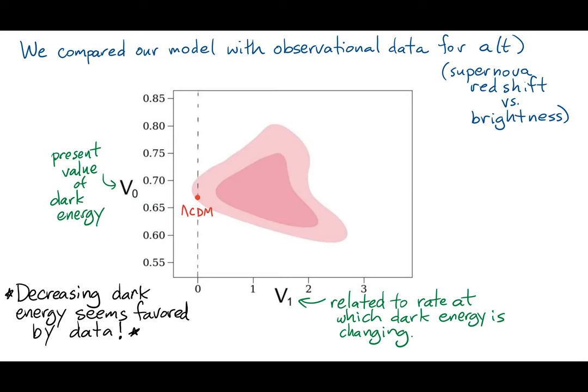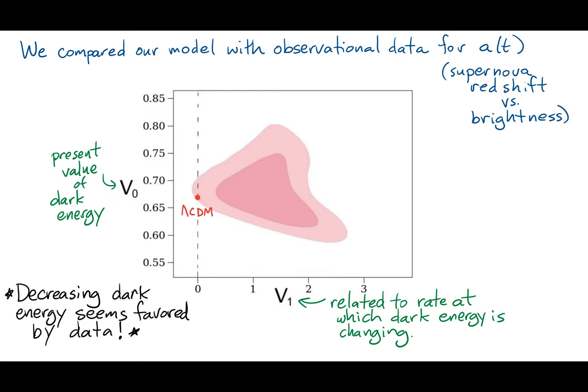People have been observing supernovae in distant galaxies for many years, and we've got this big catalog of how bright each supernova is and how red it is, which tells us how fast the universe was expanding back when that thing exploded. So we took that information and a model with decreasing dark energy, the kind of model that was coming out of our holographic models, and we wanted to see how well it fits the data.